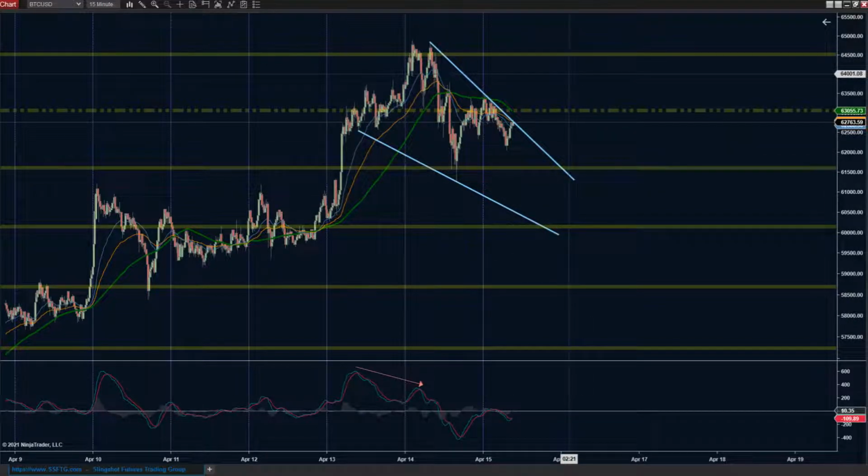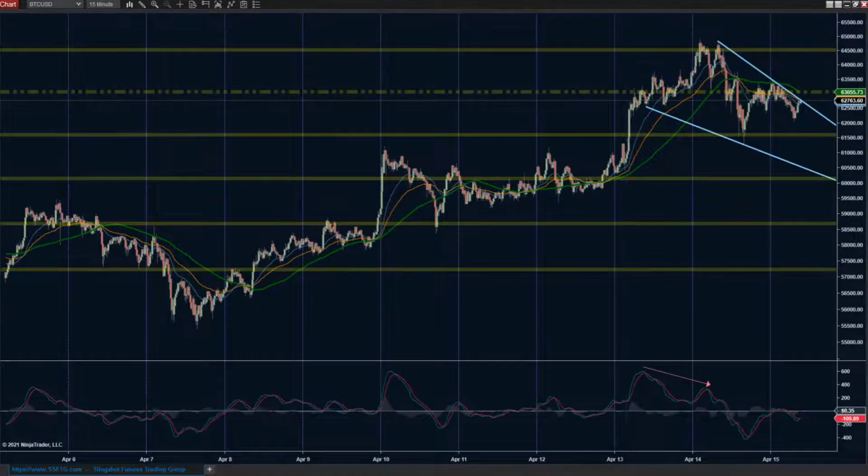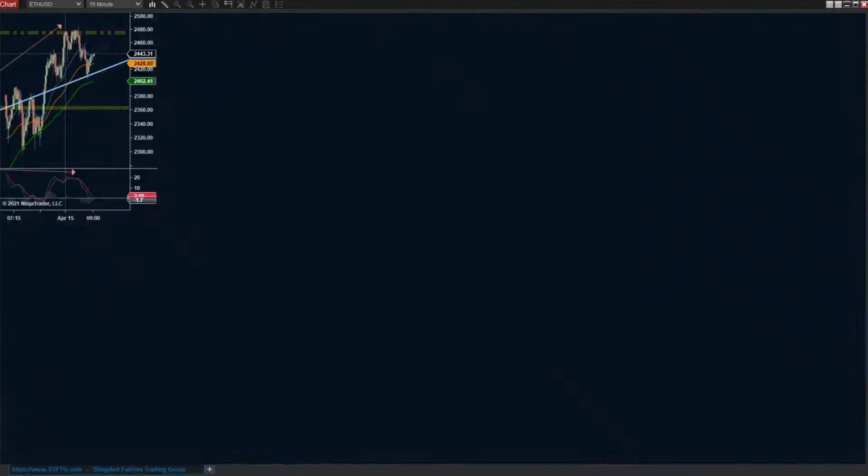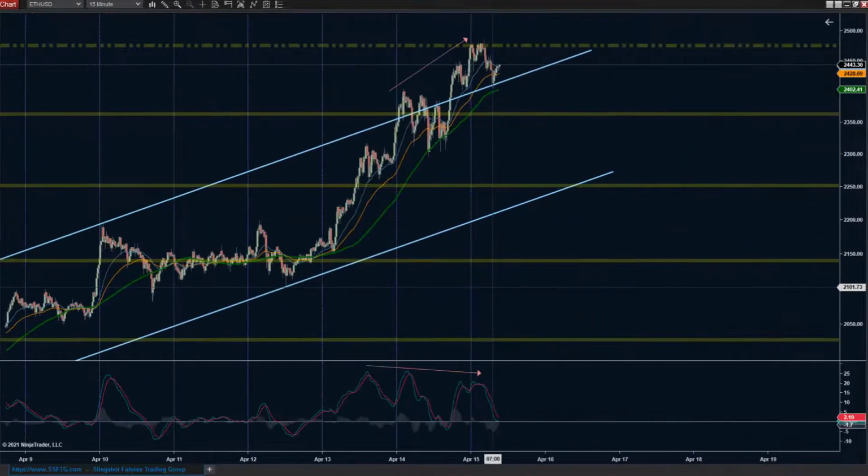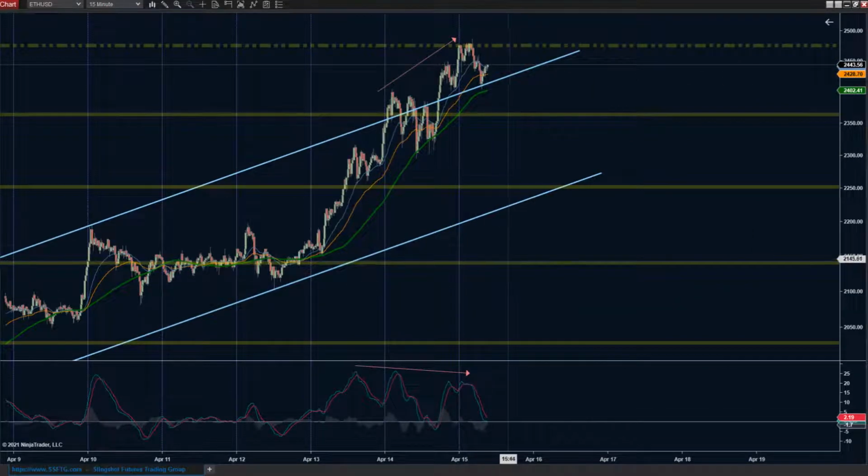But all the falling resistance and all the crap is still in the way, so they've got some work to do. On Ethereum, nice continuation breakout to the highs. Kind of unfortunate in the way that this is setting up. We've got a 3-press top with a complete undertow across.